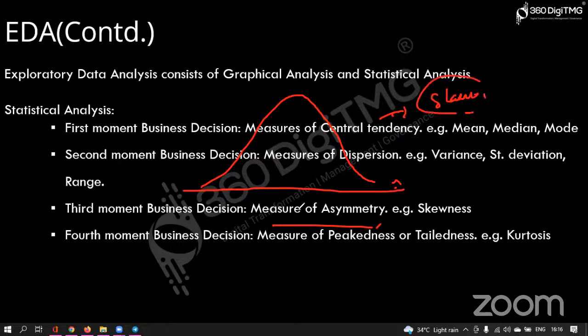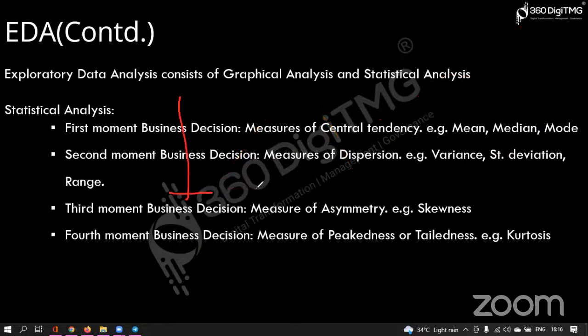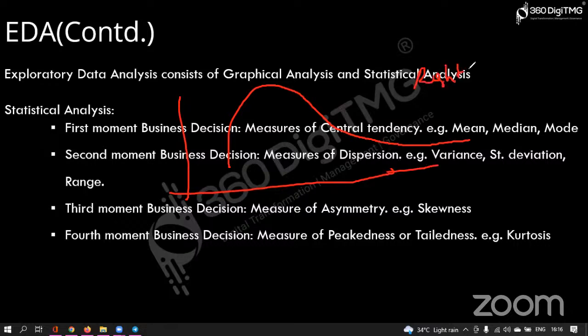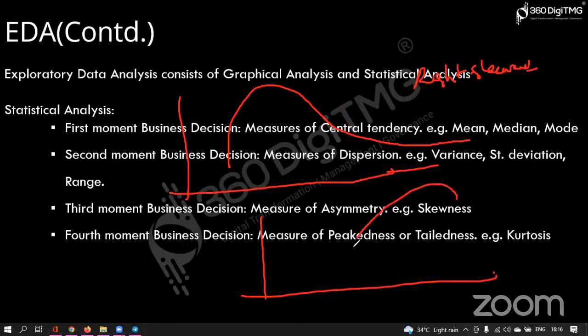We have two types of skewness. When you have data with a long tail on the right side, we will be calling it right skew. When you have tail data on the left side, in that case, we'll be calling it left skew.